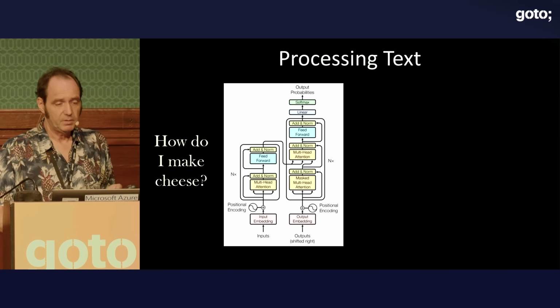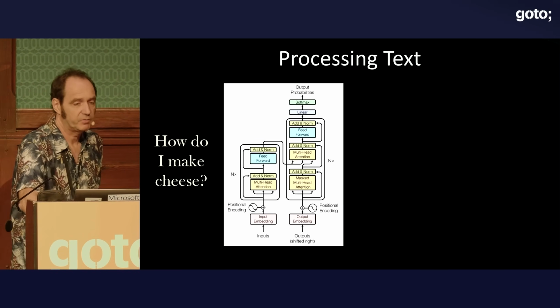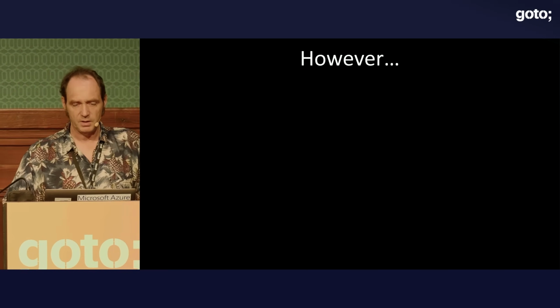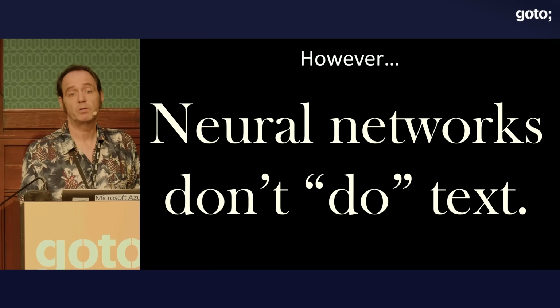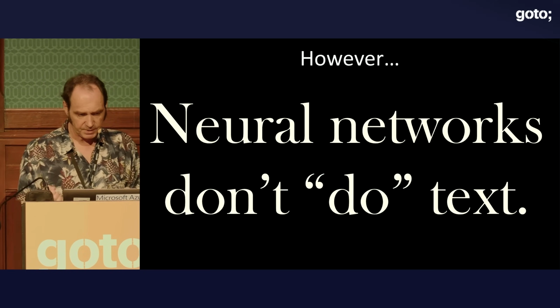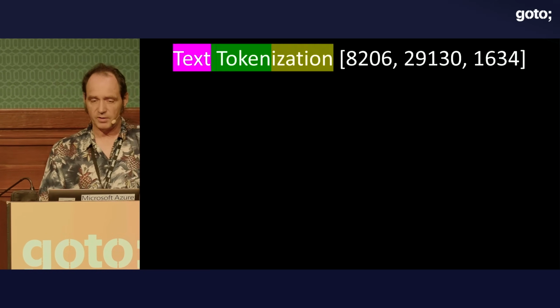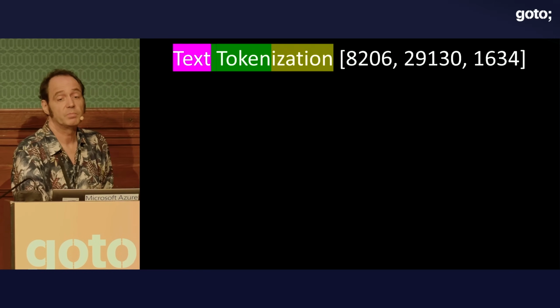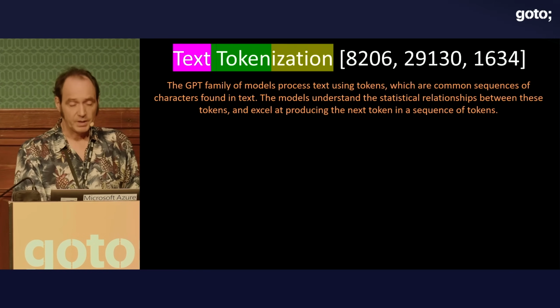So we're sending a question into this language model. We can see the architecture there. However, neural networks don't really do text, so we've got to think about how we can get the text into a sequence of numbers. And this is done through the process of tokenization.